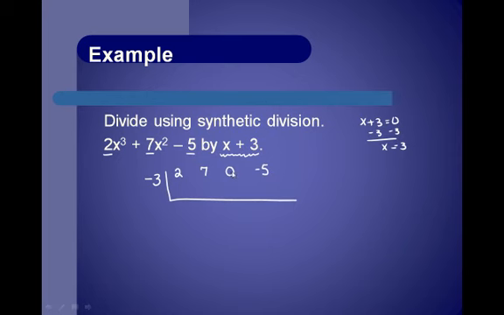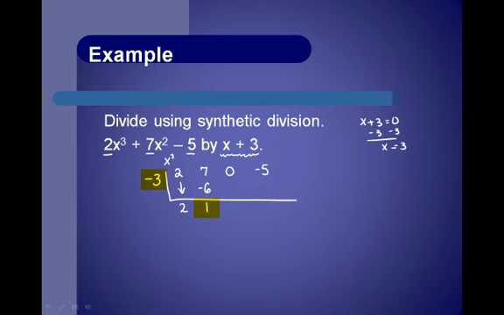I'm just going to make a note here. This first term is x to the third, so we know we've got an x squared, an x, and a no x term. Well, in synthetic division, you always drop this first term down, straight down. Then you multiply -3 times 2, and you put the answer right here, which would be -6. Then you combine that column. 7 plus a -6 is 1.